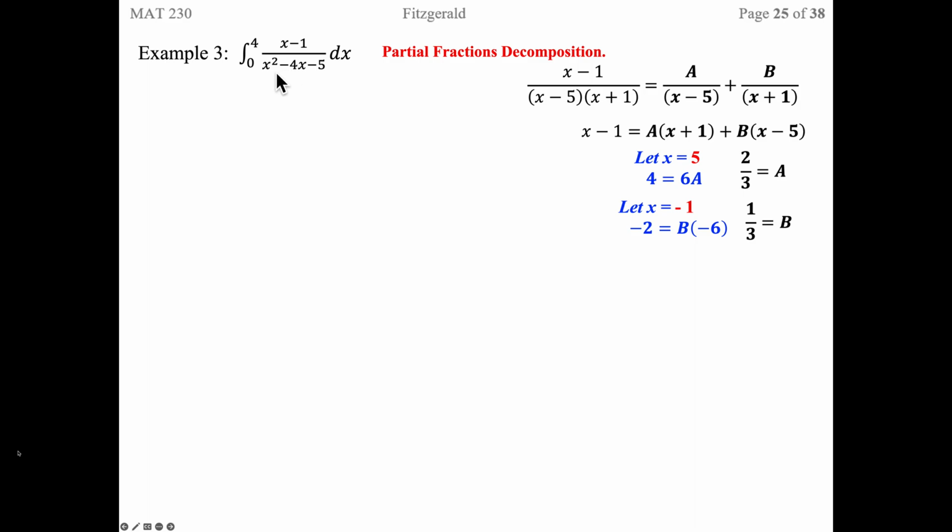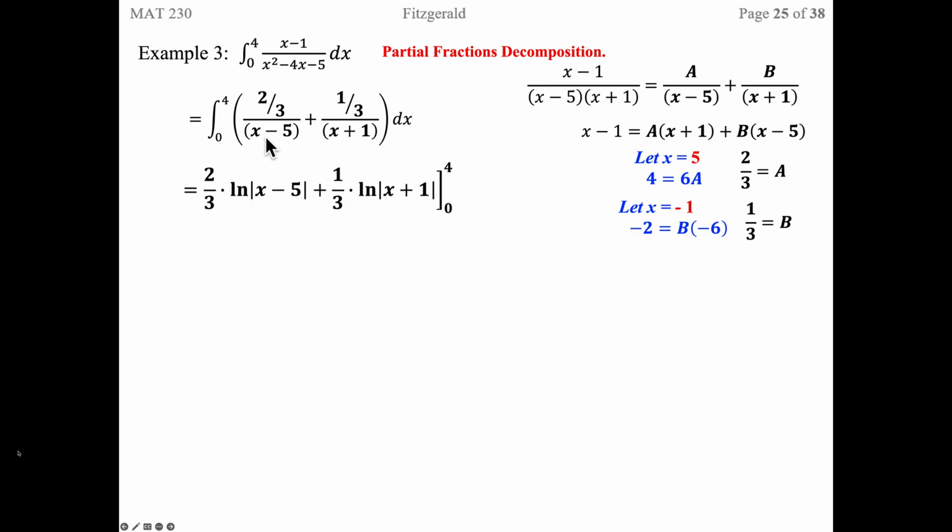So we'll change this to the integral from 0 to 4 of 2/3 over x minus 5 plus 1/3 over x plus 1. And now we can use our natural log rule. So we're going to get 2/3 times the natural log of the absolute value of x minus 5 plus 1/3 times the natural log of the absolute value of x plus 1. Don't forget your absolute value bars. And we're going to evaluate it from 0 to 4.